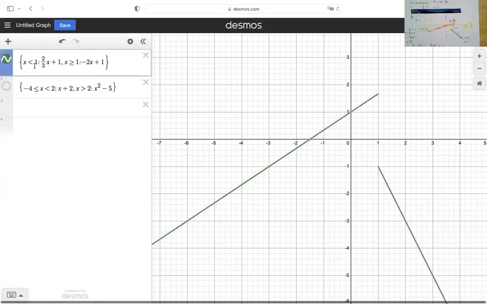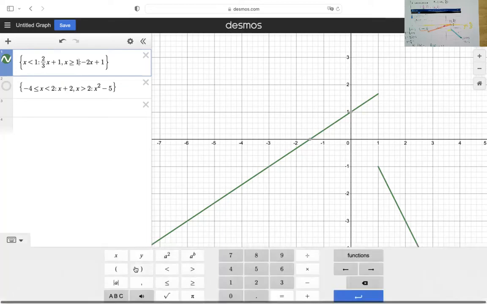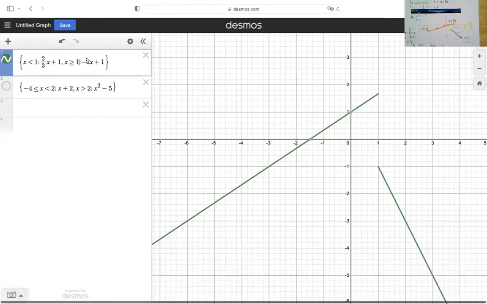We'll get there. Here we have x is less than 1, colon 2/3 x plus 1, because that fulfills the first interval. Our second interval is negative 2x plus 1 if x is greater than or equal to 1. So I start with x is greater than or equal to 1, put a colon, and then put negative 2x plus 1. If you can't find your greater than or equal to or less than or equal to on your keyboard, you can go to show keypad and they will type it in for you. Here's the absolute value button. Here is the radical, and here is the greater, less than or equal to, and greater than or equal to. So that's what that keyboard is for.